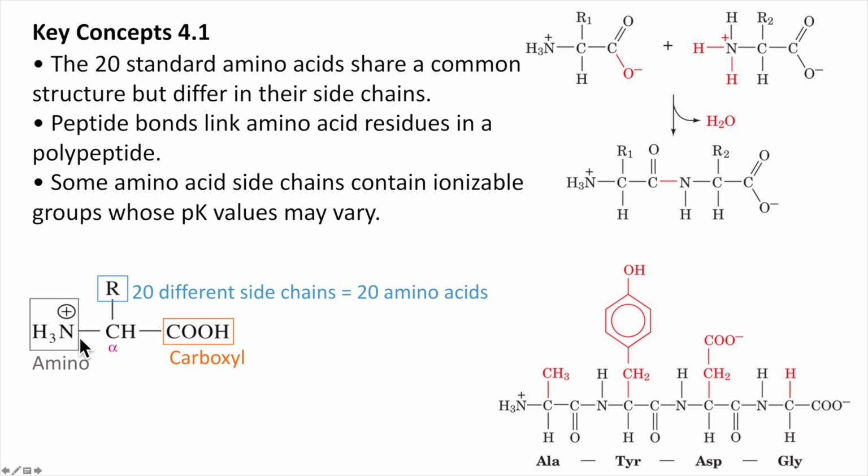Every amino acid has an amino group and a carboxyl group, and those groups are joined through a condensation reaction, with water being released, to form a peptide bond. Peptides, which have multiple amino acids, in this case 4, are joined by peptide bonds. Now this peptide bond is rigid and it is planar.